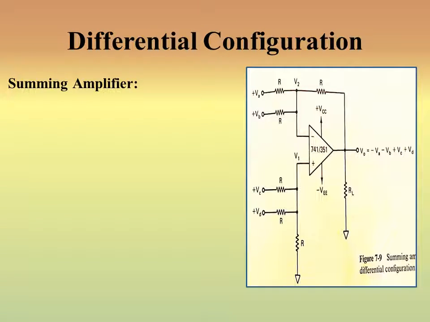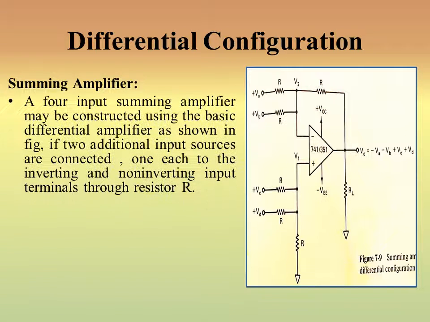So this circuit, we are saying that this circuit is a summing amplifier. First of all, we'll see how this is a summing amplifier. A 4-input summing amplifier may be constructed using the basic differential amplifier as shown in the figure, if two additional input sources are connected, one each to the inverting and non-inverting input.